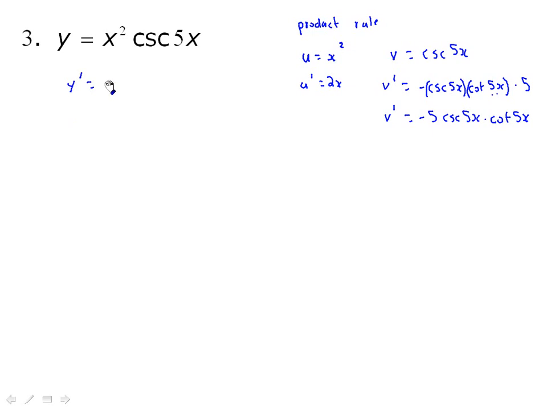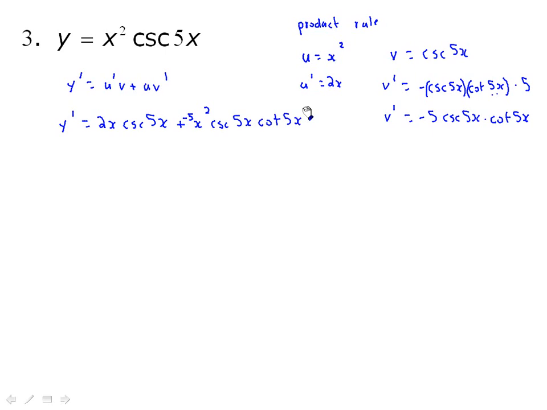So y prime for product rule is u prime v plus u v prime. So in this case, y prime is equal to u prime 2x times v, so that's cosecant of 5x, plus u, which is x squared, times v prime. Now that's negative, so I'm going to take the negative 5 and write it in front. So negative 5x squared cosecant 5x multiplied by cotangent 5x.